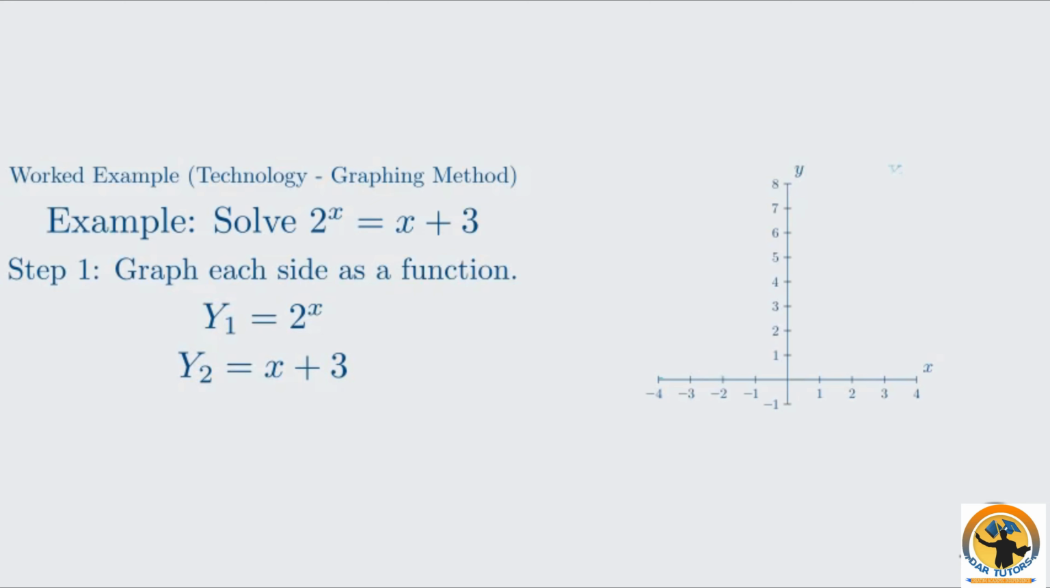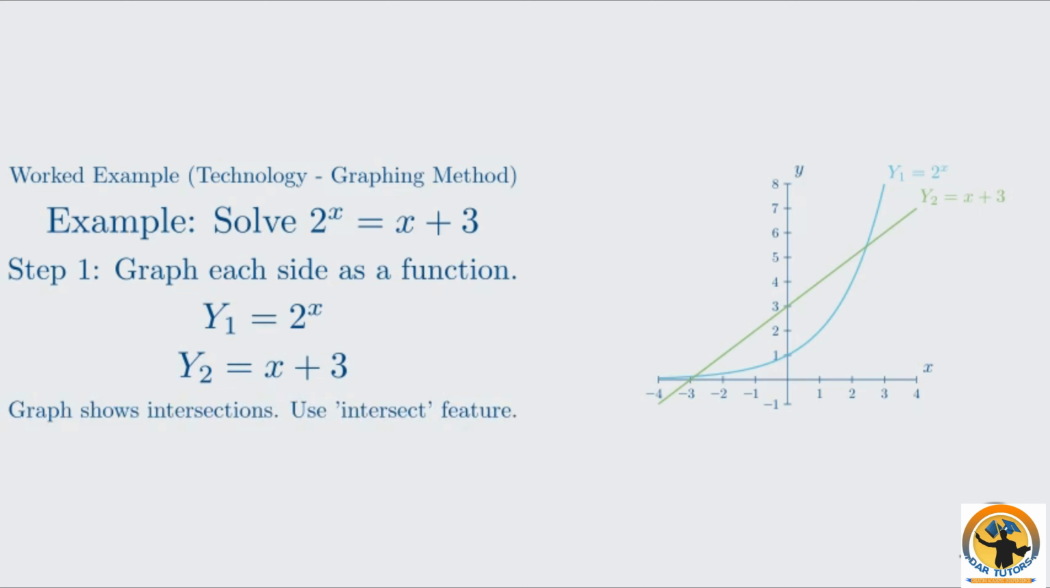Next, we view the graph. Adjust your window settings as needed to see all the points of intersection. The graph will show an exponential curve for y1 and a straight line for y2. From the graph, we can see 2 points where the functions intersect. These x values are the solutions to our equation. We use the calculator's intersect feature to find them precisely.